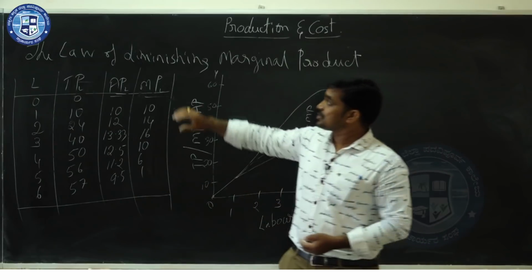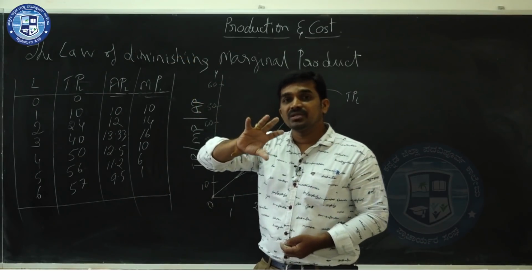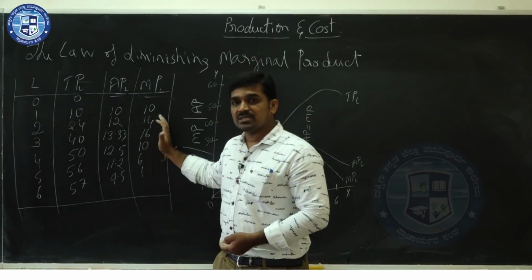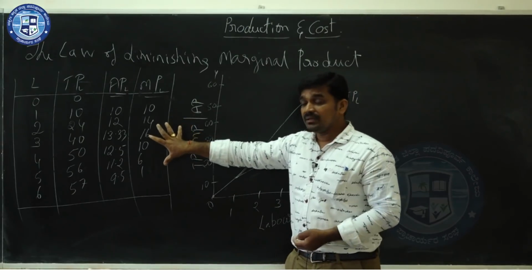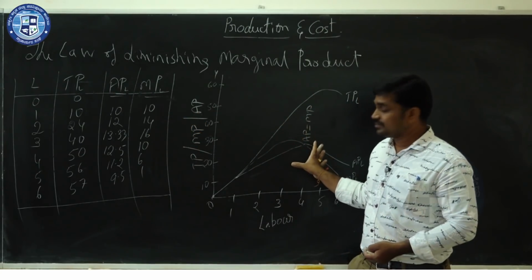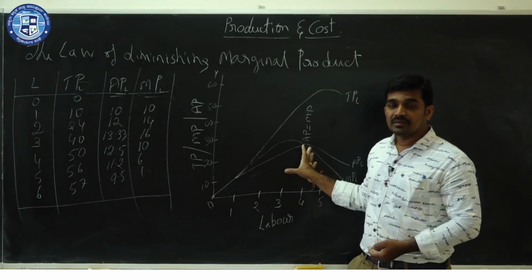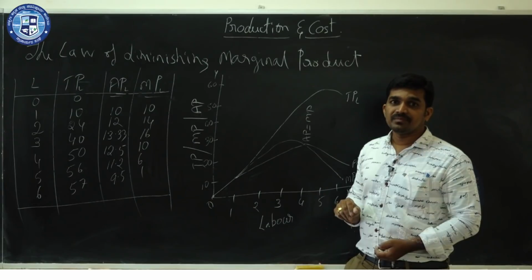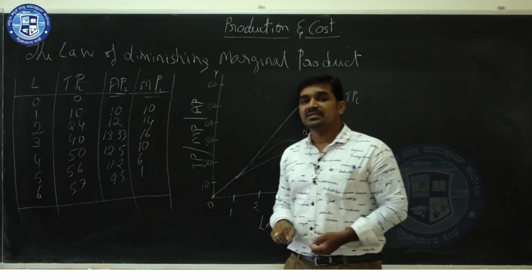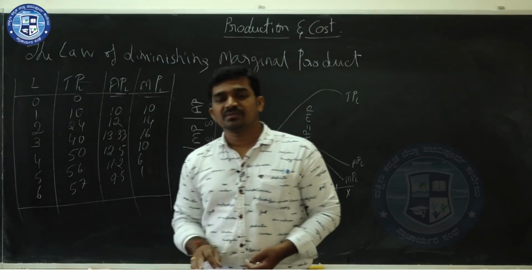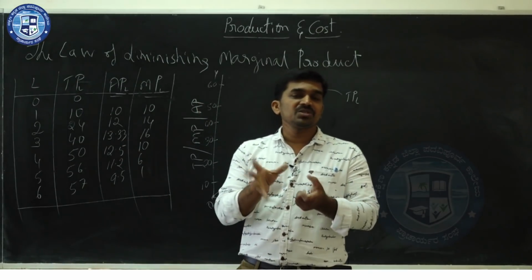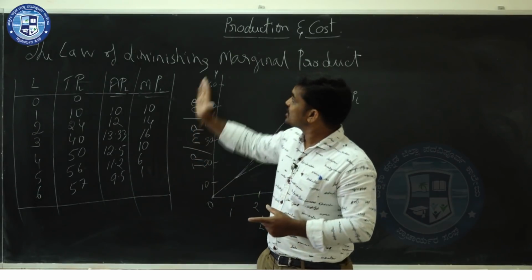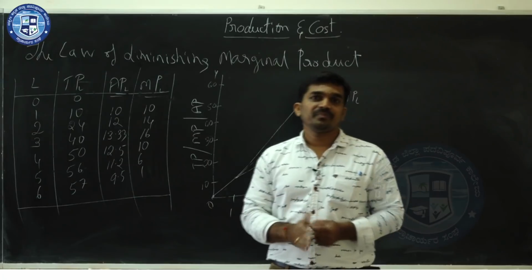Remember, first you should write the meaning of diminishing marginal product. Then remember this table. On the basis of the table, we draw the diagram. Then its explanation. And a very important concept here is factor proportion. On the basis of the explanation of factor proportion, we easily understand the concept of diminishing marginal product.